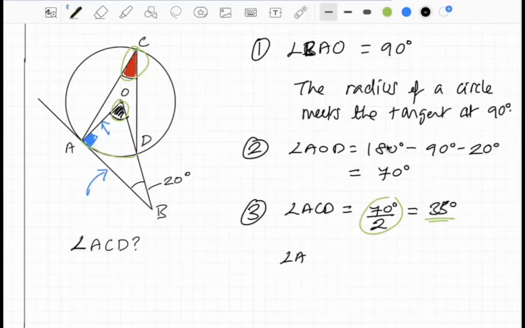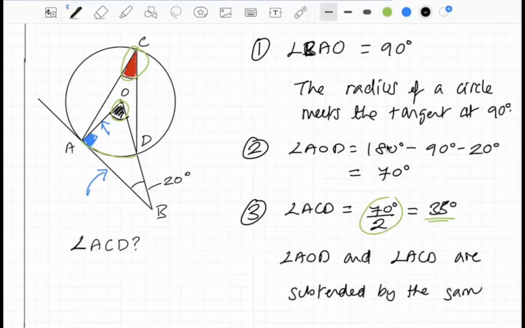AOD and ACD are subtended by the same arc AD.